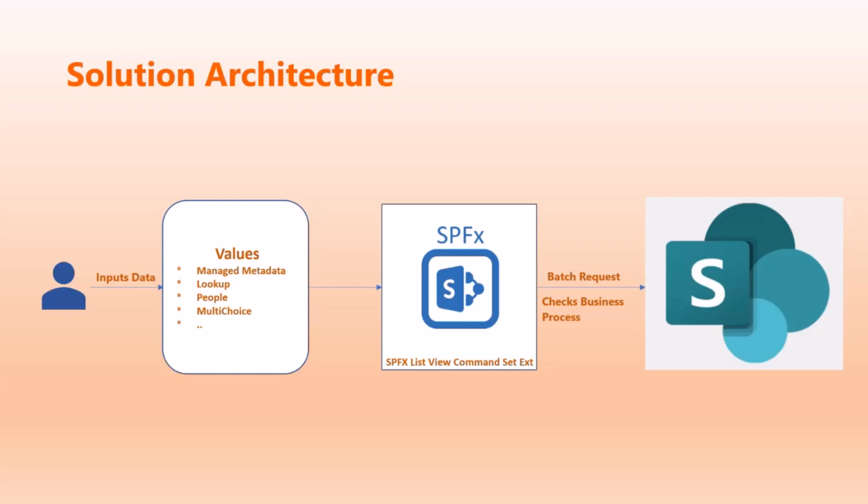And for this scenario, I'm taking the lookup example. It could be managed data, people, multi-choice, or any taxonomy field type of column, where this data is pushed to the SharePoint list view command set, where all the heavy lifting happens, where we are checking the business logic, doing the data sanitization, and all kinds of validations that the business needs. Finally, if you have valid content, we push the data to SharePoint. If it's invalid content, we inform the users that it's not valid. It just gives a message that it's not able to update the data because it's invalid data. So this will be our architecture solution to come out of this problem.